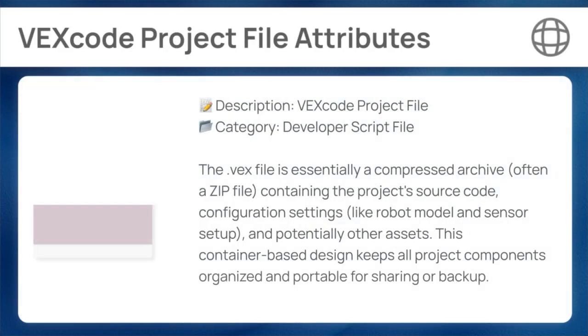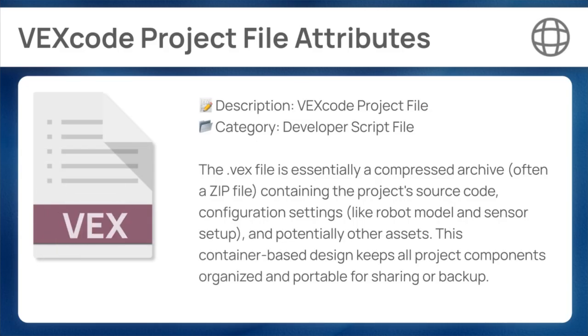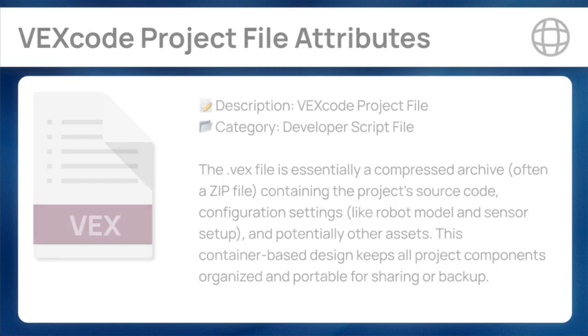The VEX file is essentially a compressed archive, often a zip file, containing the project's source code, configuration settings like robot model and sensor setup, and potentially other assets. This container-based design keeps all project components organized and portable for sharing or backup.